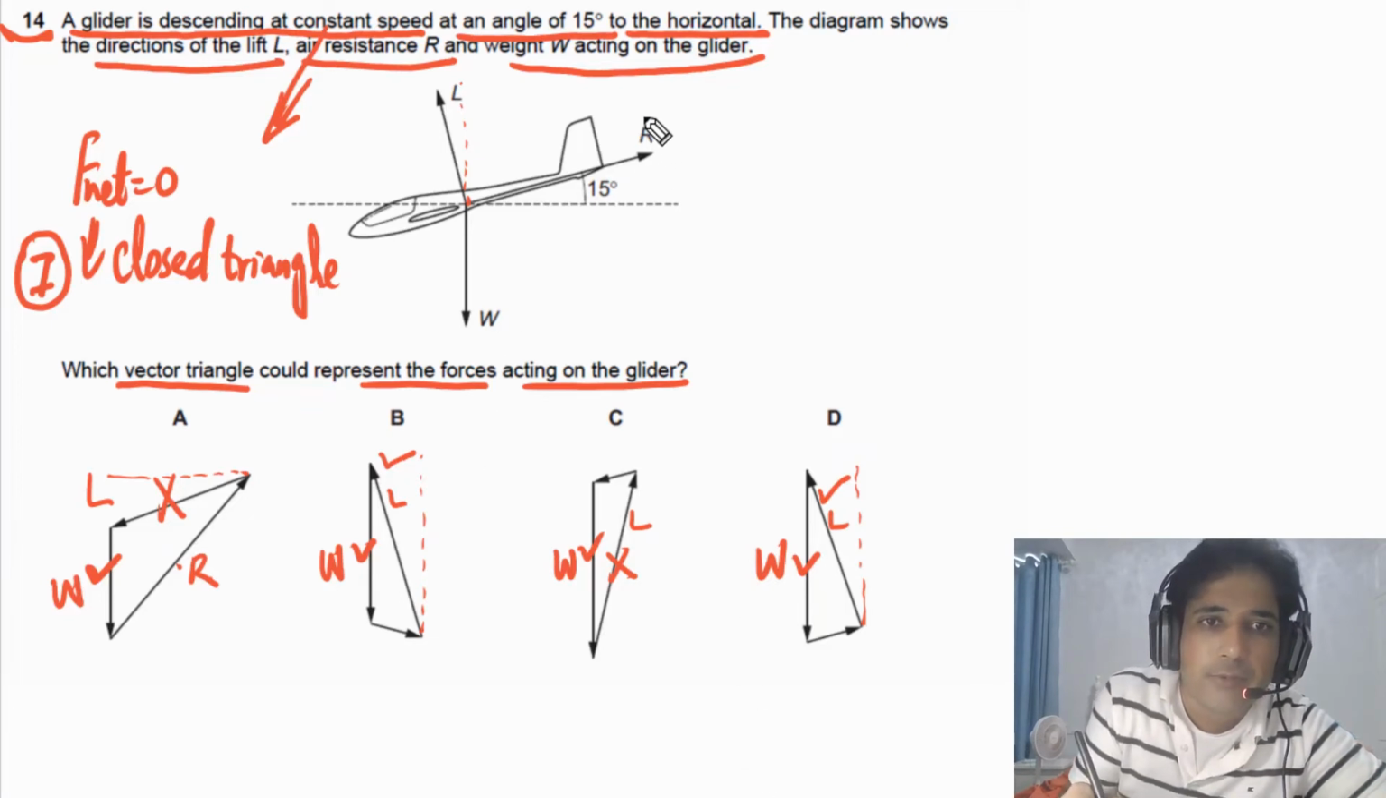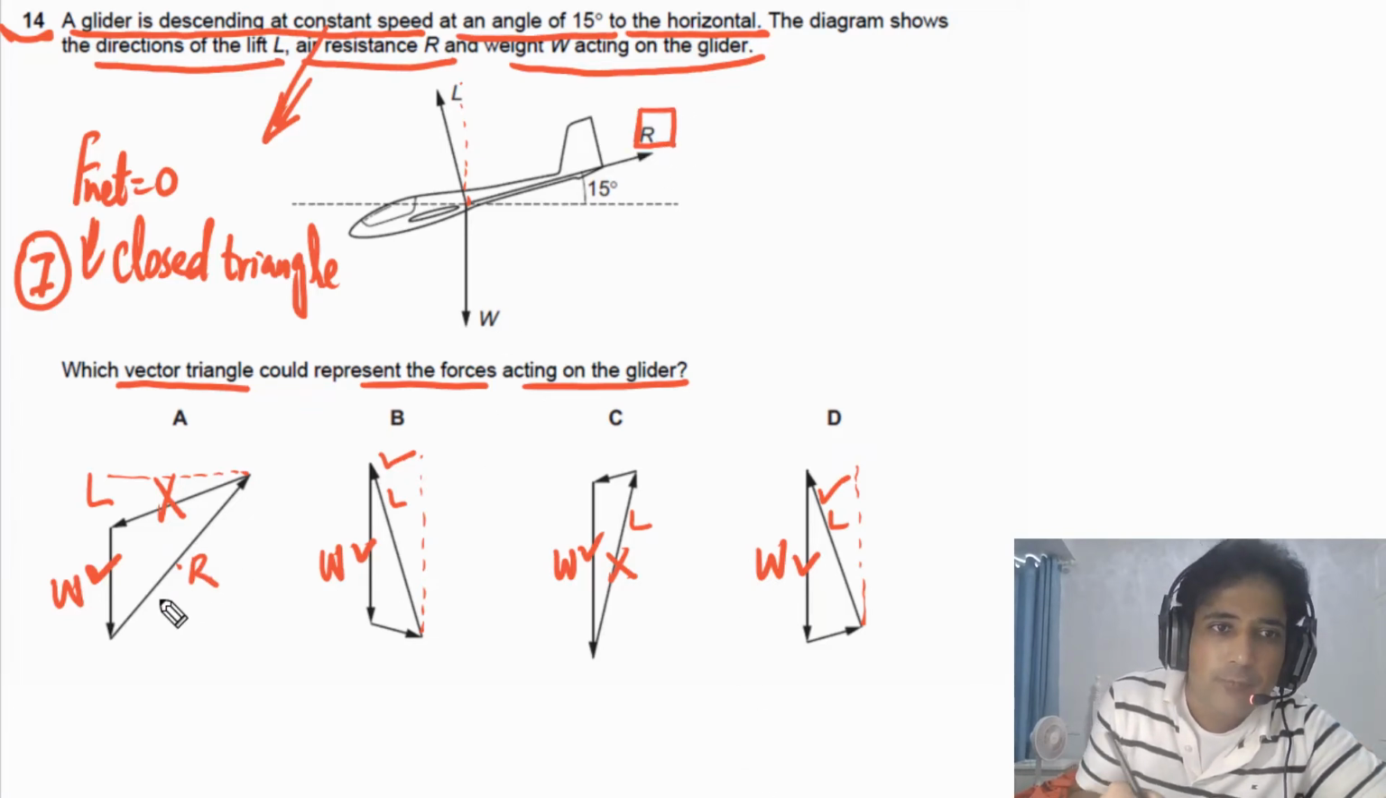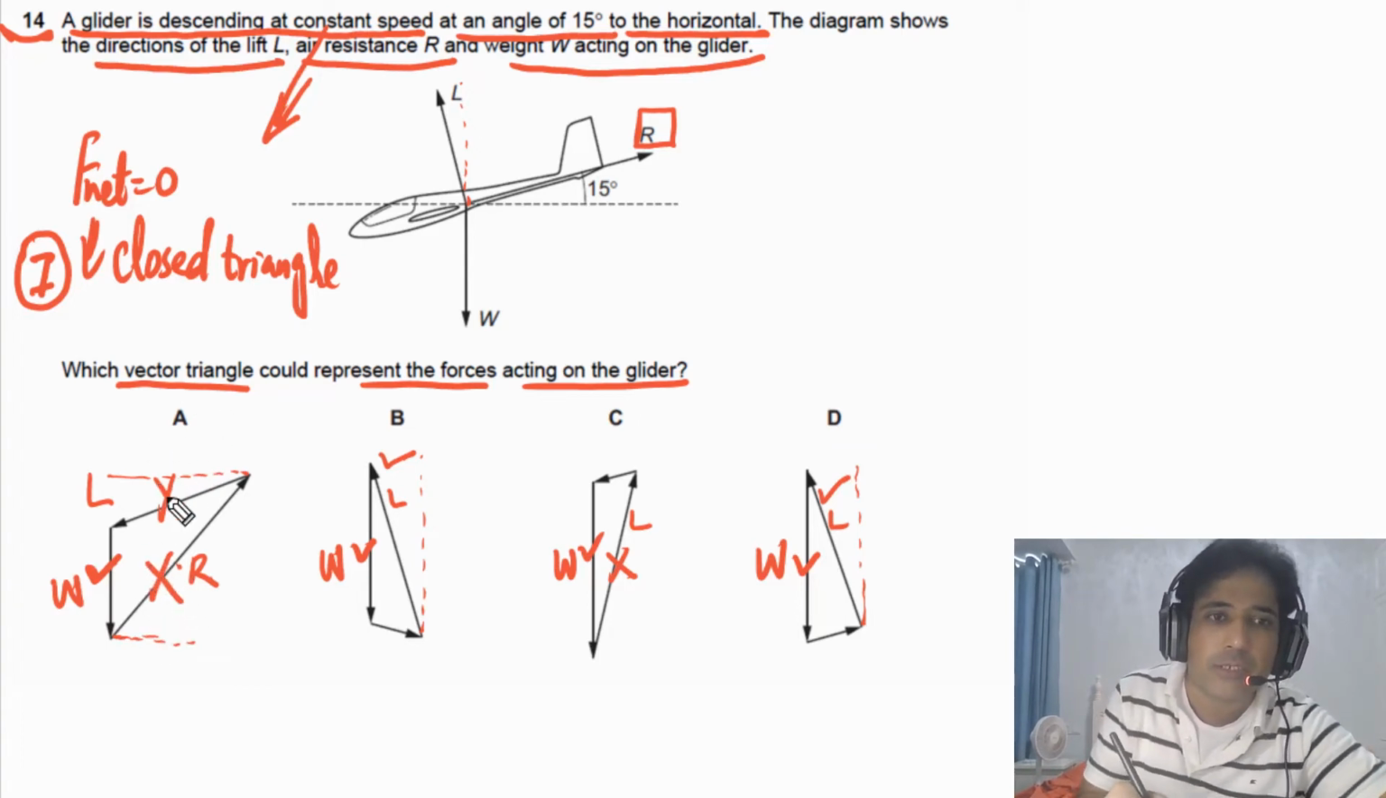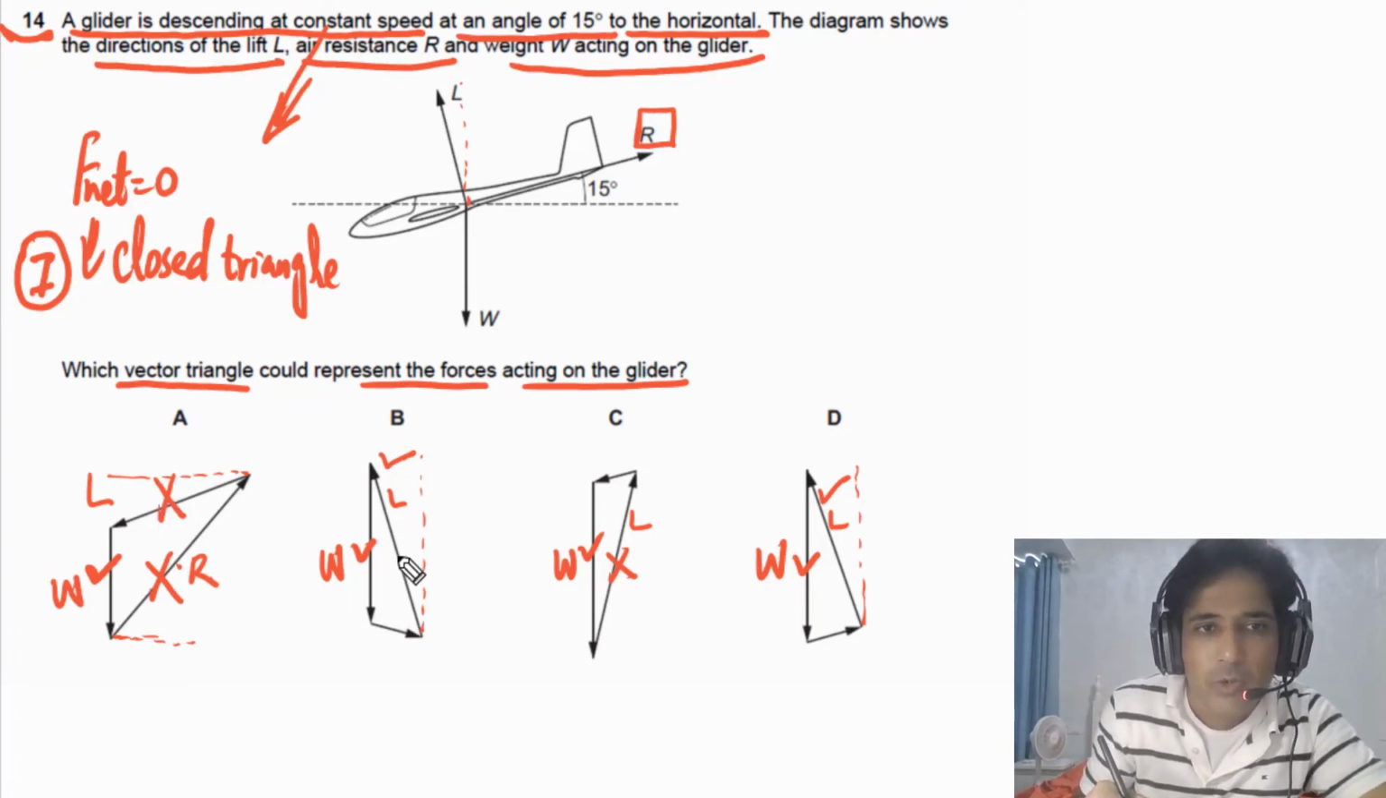Now the last one we have is the resistance force. If you look at this one, it is making an angle of 15 degrees with the horizontal, but this angle is more than 15 degrees, so this one is wrong. It means option A is not possible. Now if you look at option B, it is making an angle 15 degrees above horizontal, but this is making an angle below horizontal. So this one is wrong.